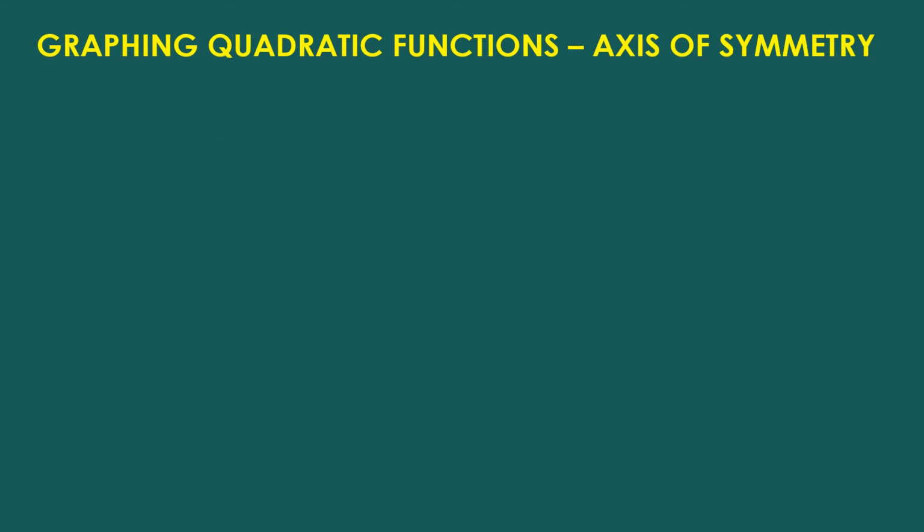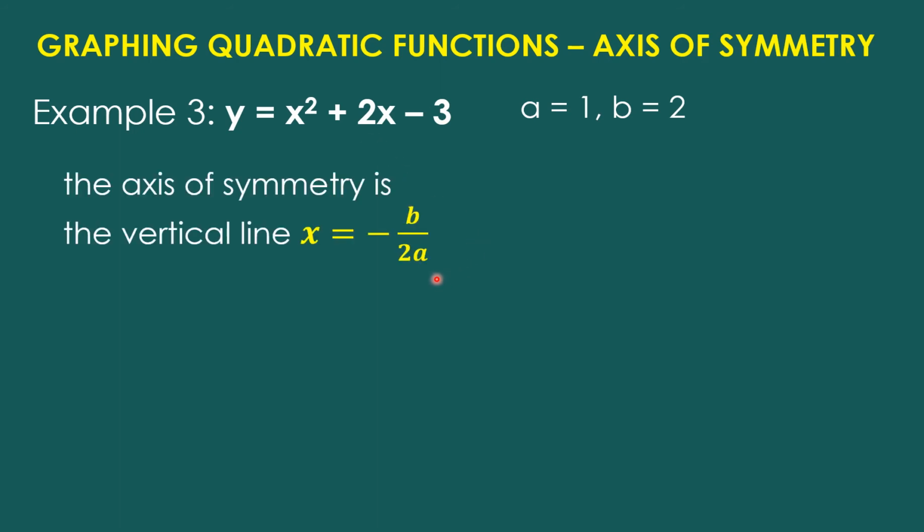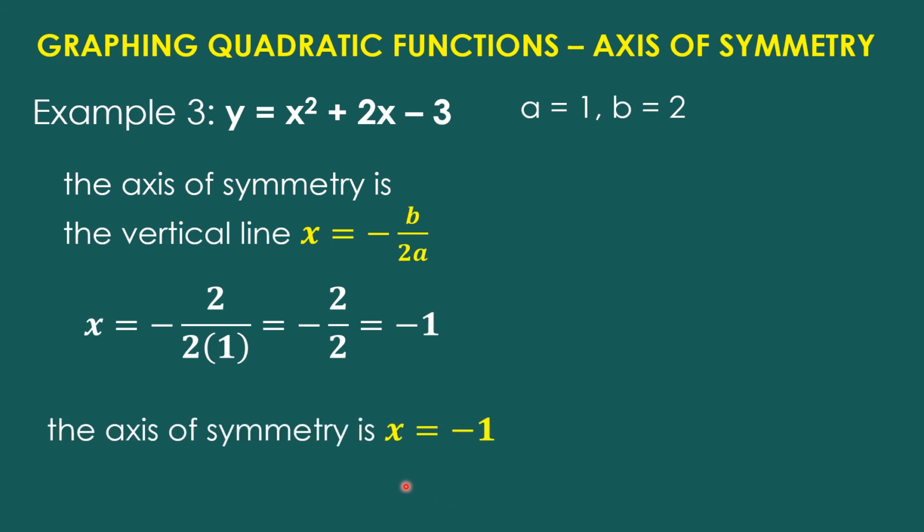Let us have another example. In the quadratic function y equals x squared plus 2x minus 3, the value of a is equal to 1 and b is equal to 2. Let us now use the formula to find the axis of symmetry. x equals negative b over 2a. Let us substitute the values of a, which is 1, and b equals 2. So x equals negative of b, which is 2, all over 2 times a, which is 1. So the answer would be negative of 2 over 2, which is equal to negative 1. That means the axis of symmetry is x equals negative 1.